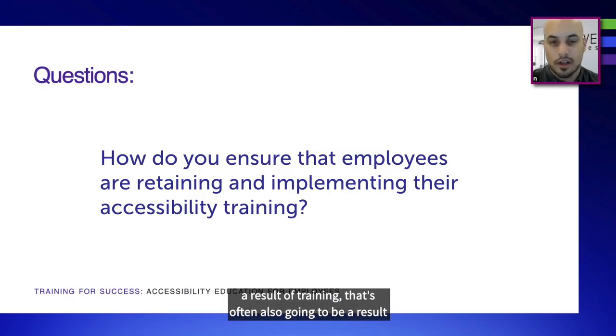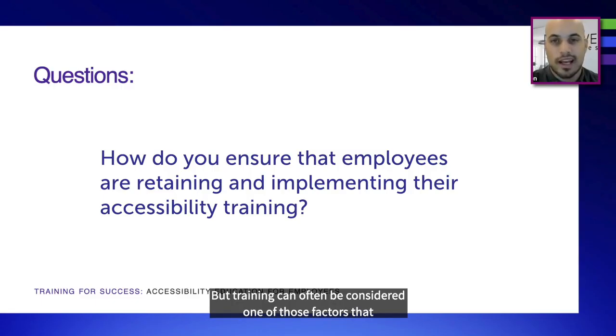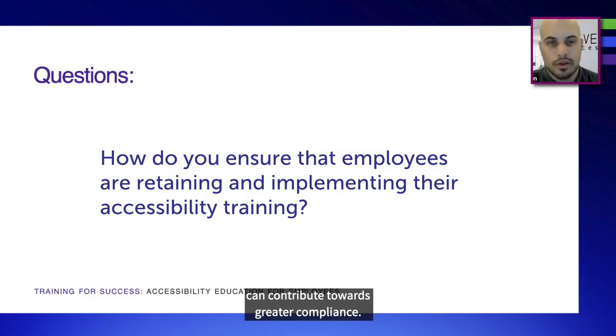That's often also going to be a result of tooling and a result of many other factors. But training can often be considered one of those factors that can contribute towards greater compliance.